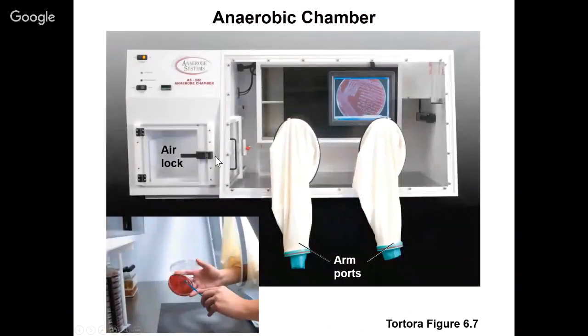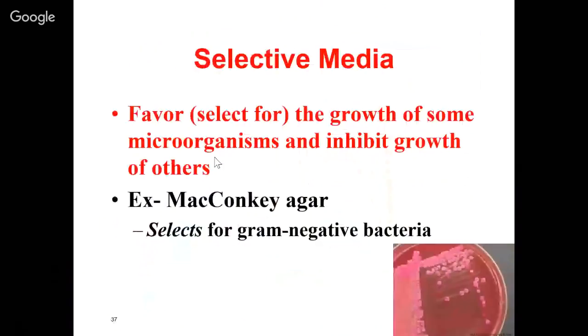Anaerobic chamber. Yay, airlock. Awesome. Selective media favor or select for growth of some microorganisms and inhibit the other ones, just like I said. So this one is called MacConkey agar. It's selecting for gram-negative bacteria. So the media itself is designed to inhibit gram-positive, but it accentuates and enhances gram-negative growth in this agar.